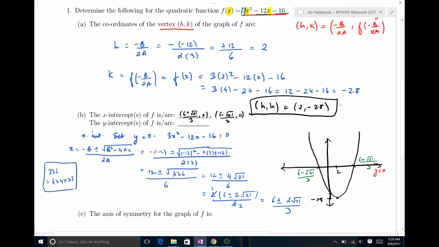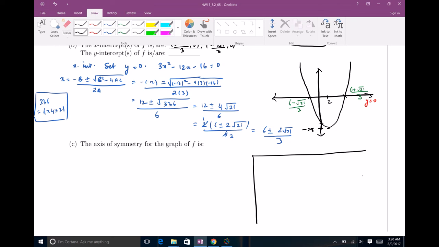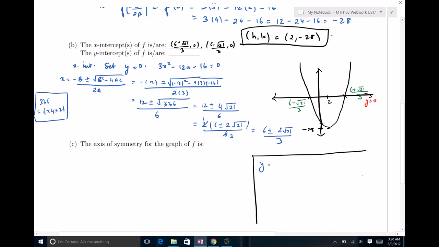Now we also need to find out the y-intercepts. I'm going to do that in this little corner over here. I did not think this through. So for the y-intercepts, this is going to be easier. All you need to do is set x equals 0, because the y-intercepts are wherever the graph of the equation cuts the y-axis, and that's going to be at the point where x equals 0, because that's the equation of the y-axis.